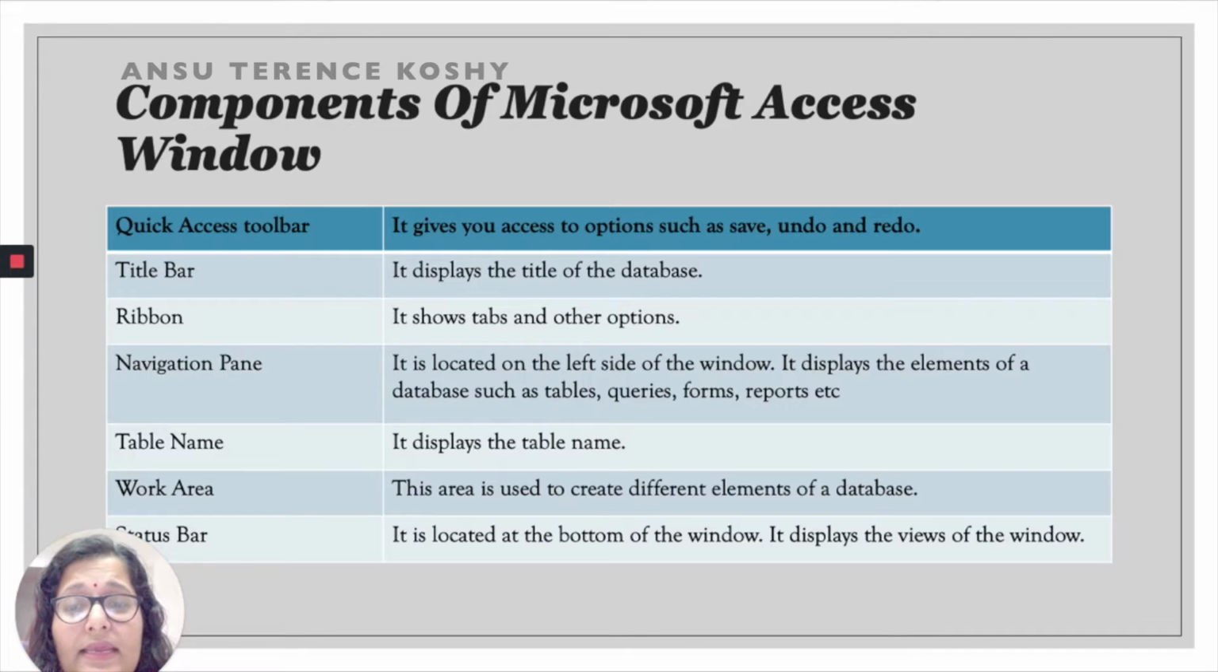Navigation pane: it is located on the left side of the window. It displays the elements of a database such as tables, queries, forms, reports, etc. Table name: it displays the name of the table. Work area: this area is used to create different elements of a database. You need to fill in the data, right? All these things are done in the work area.